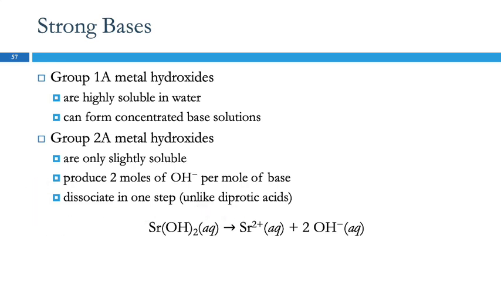Diprotic acids ionize 1 hydrogen at a time. Strong bases do not do that. They just completely dissociate. So you put strontium hydroxide in water, you've got strontium ions and 2 hydroxide ions for each.